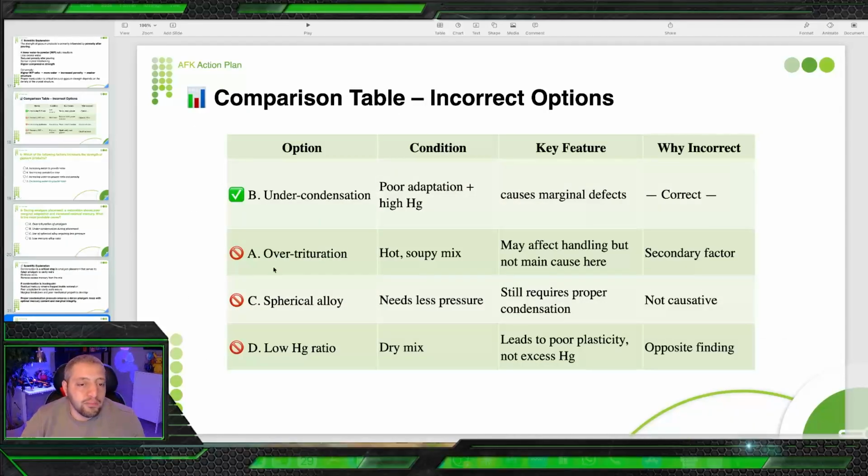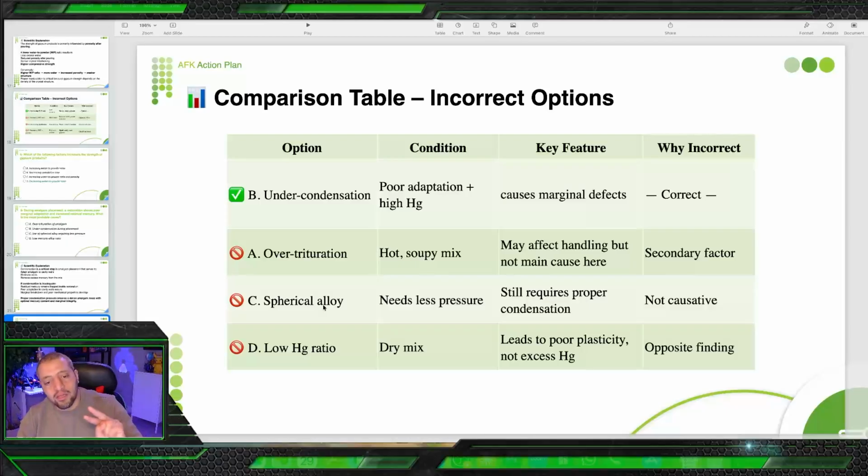Let's see the other option, because it has some weird concept. Over trituration. So over trituration is going to end up with a hot, soapy mix. So the mix itself will affect the handling, but it's not the main cause here. You need to see it in pictures from your notes to see how over-triturated amalgam looks and how under-triturated amalgam looks. And you can tell me, can you deal with this, or do you need to remove it and make a new one?